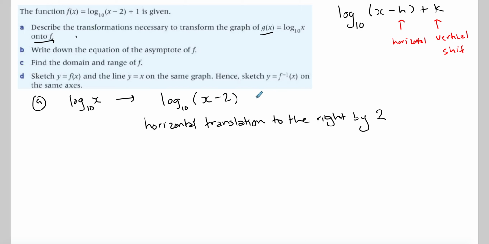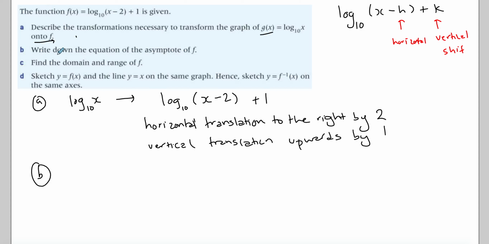And then if I'm adding this one, then I have a vertical translation upwards by 1. So quite easy to transform the graph and very straightforward. For part B, if I want the equation of the asymptote of f, the asymptotes are the values that wouldn't work inside your f of x.